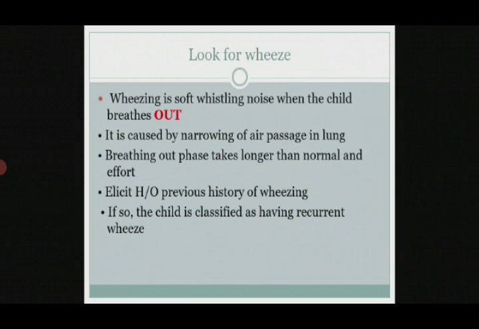Then look for wheeze. What is wheeze? Wheezing is a soft whistling noise when the child breathes out, again caused by narrowing of air passages in the lungs. The breathing out phase takes longer than normal and requires effort. Take the previous history of wheezing. If so, the child is classified as having recurrent wheezing.